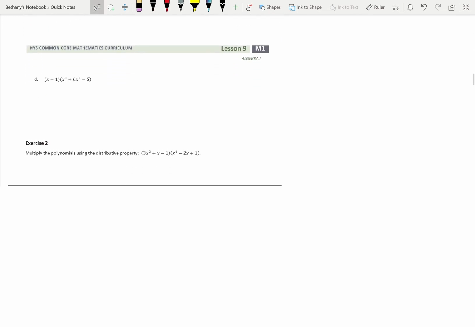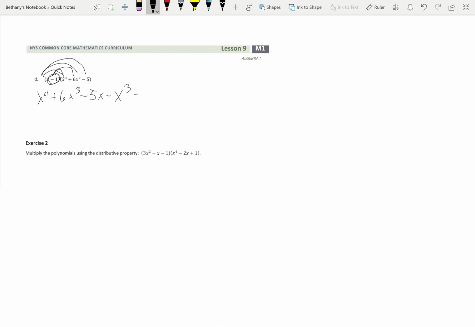One more example. Here we go. X times x to the third is x to the fourth. X times 6x squared is 6x to the third. X times negative 5 is minus 5x. Just be careful. If the term is minus 1 right here, you have to distribute it as a negative 1. So negative 1 times x to the third would be minus x to the third. Negative 1 times 6x squared would be minus 6x squared. Negative 1 times negative 5 would be plus 5. So be careful because you have to distribute the negative with a number.